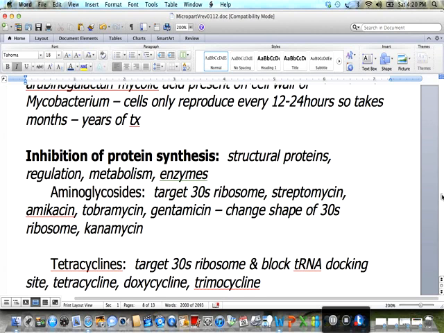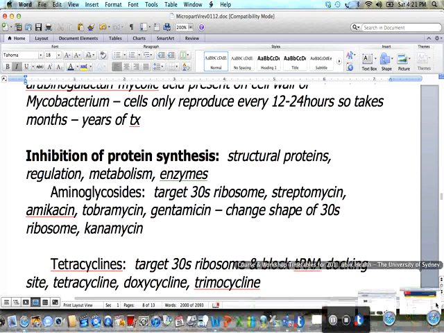The tetracyclines also target the 30S ribosomes and block the tRNA docking site. Some examples are tetracycline, doxycycline, and trimocycline. Chloramphenicol blocks the enzymatic site of the 50S subunit, preventing translation. The macrolides such as clindamycin, erythromycin, and azithromycin bind to the 50S subunit and prevent the ribosome from moving from one codon to the next.